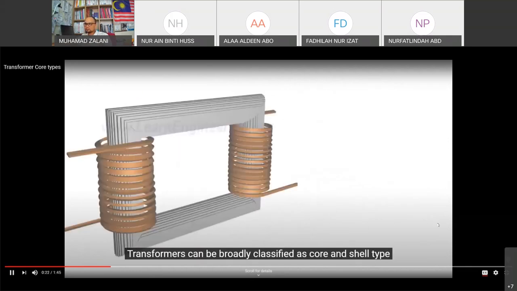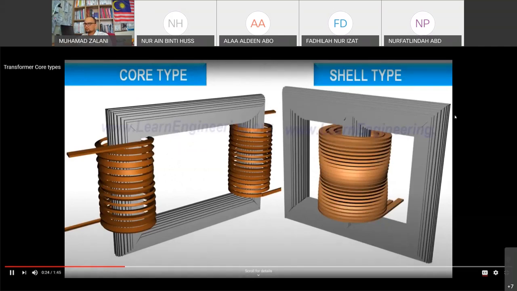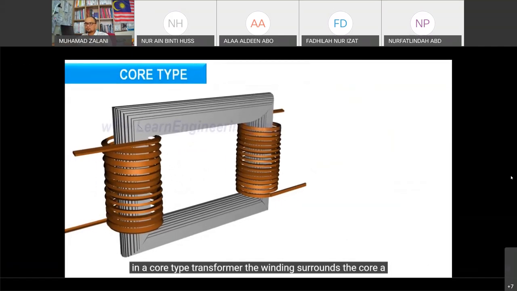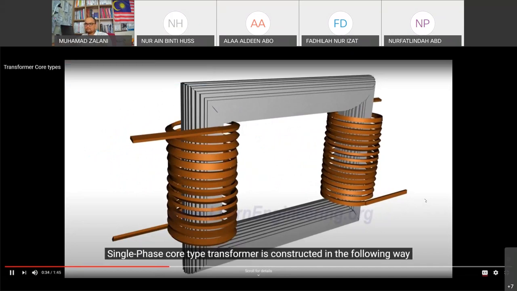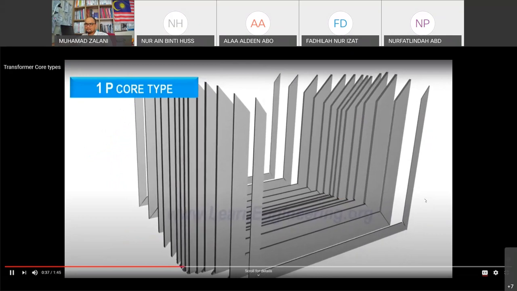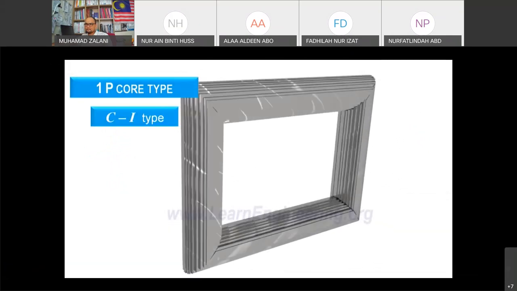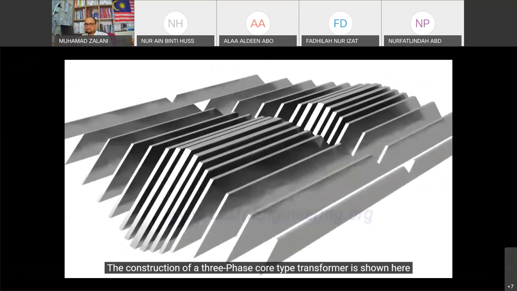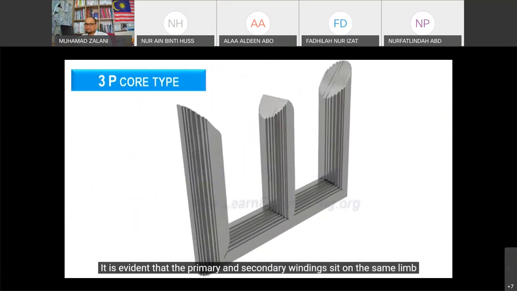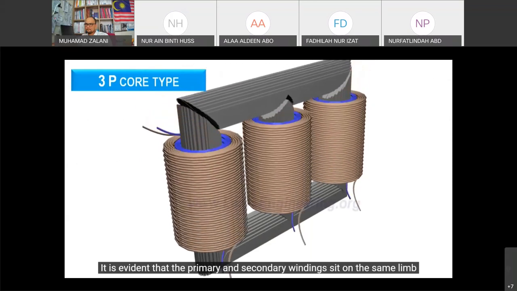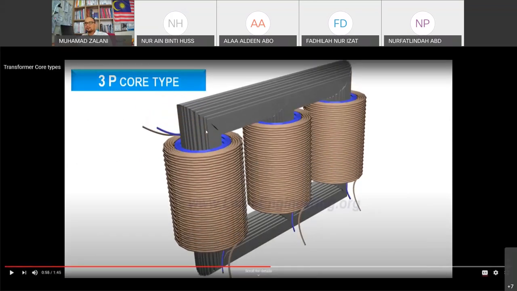Transformers can be broadly classified as core and shell type. In a core type transformer, the winding surrounds the core. So core type transformer, winding surrounds the core. All right. So this is for single phase one. A single phase core type transformer is constructed in the following way. The construction of a three phase core type transformer is shown here. It is evident that the primary and secondary windings sit on the same limb. So this is three phase core type transformer.